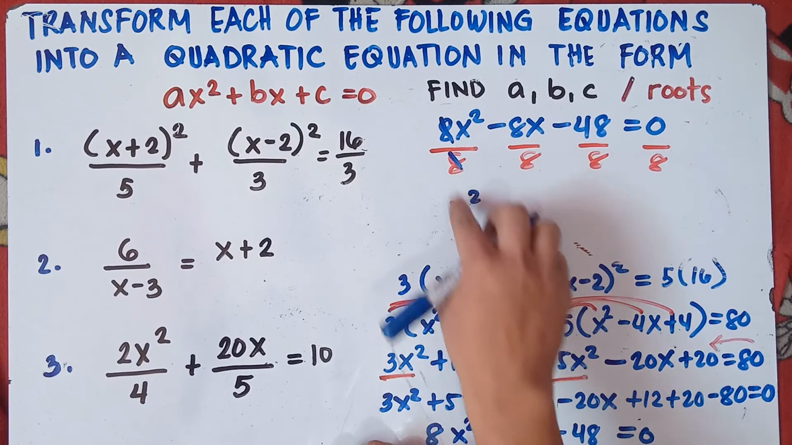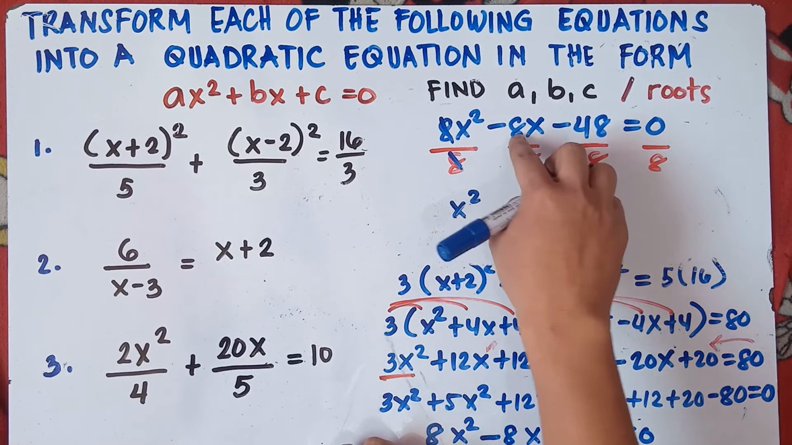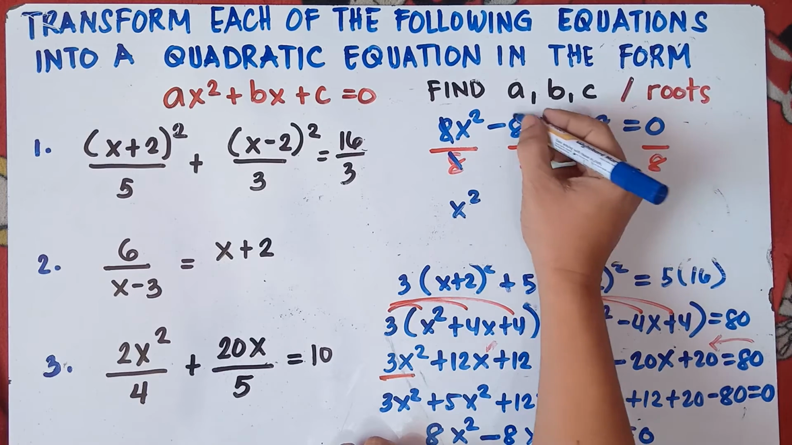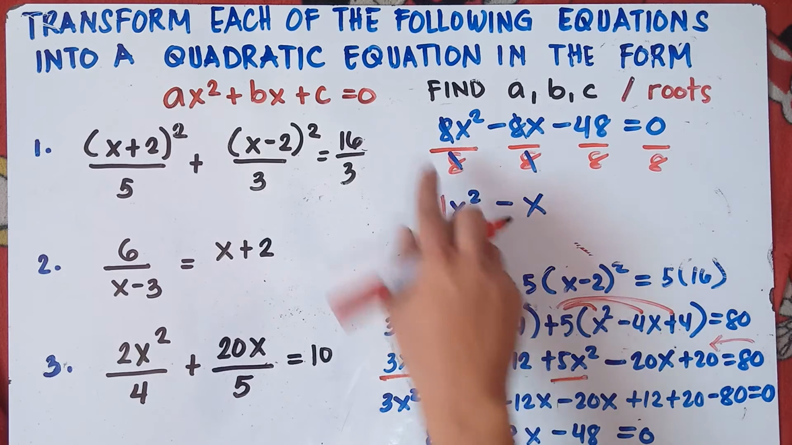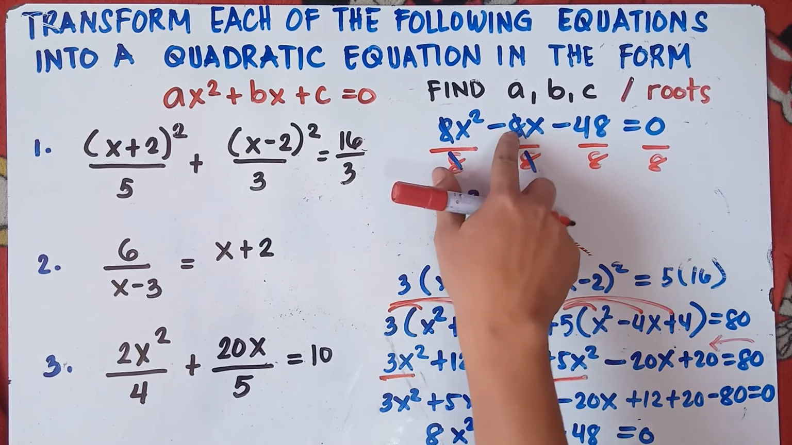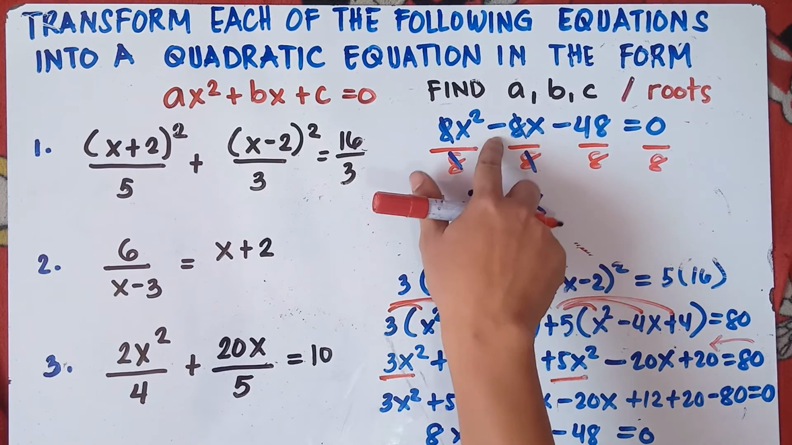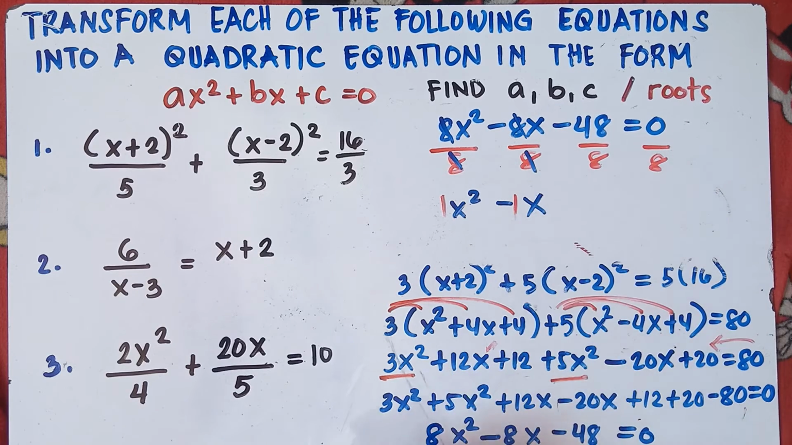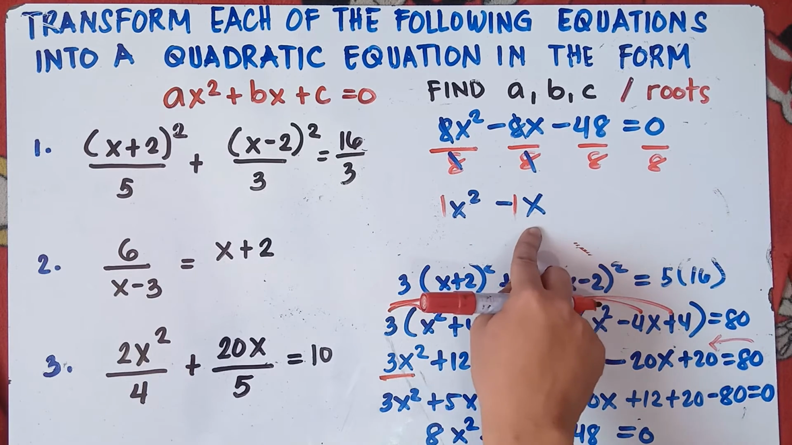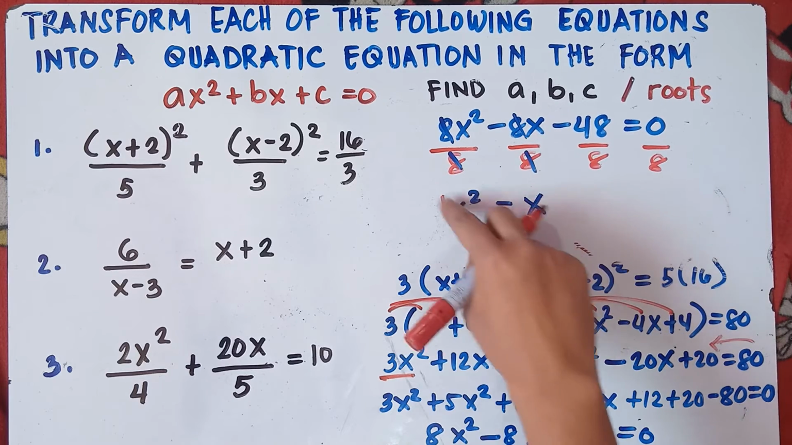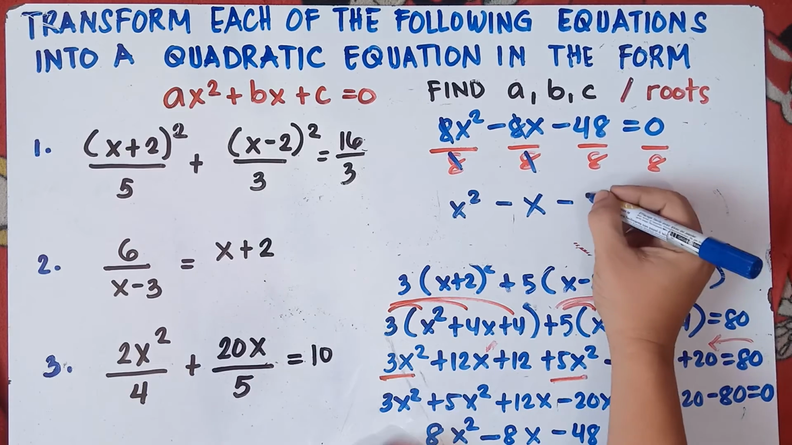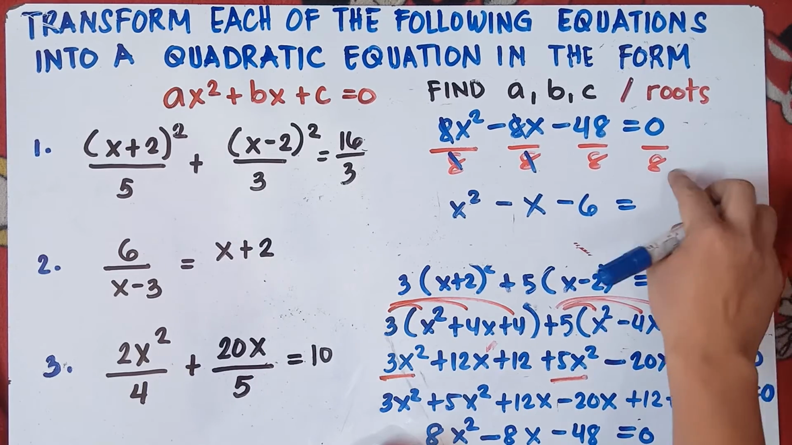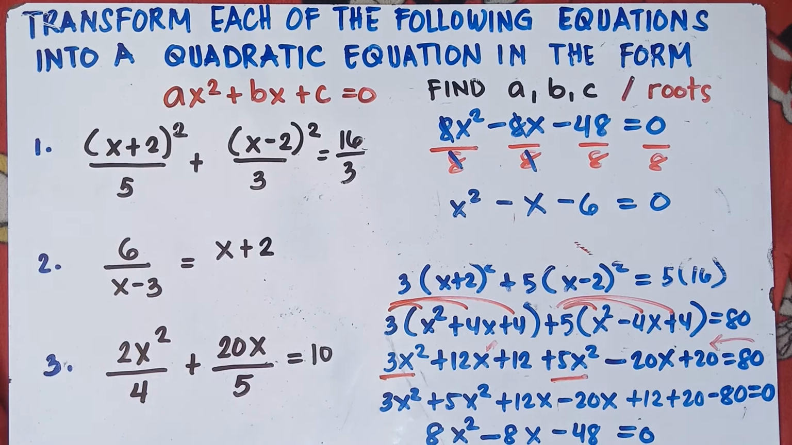8 divided by 8 is 1, so just simply copy x squared. 8 divided by 8 is 1, so you can cancel this out. This will be negative x. Understood that there's 1 here, class? Since we have a negative, so negative 1, you can actually write negative 1x, that's the same, or simply copy negative x. And then negative 48 divided by 8, that's negative 6. Equals 0 divided by 8, that is 0. So there you have it, our equation, our standard form.